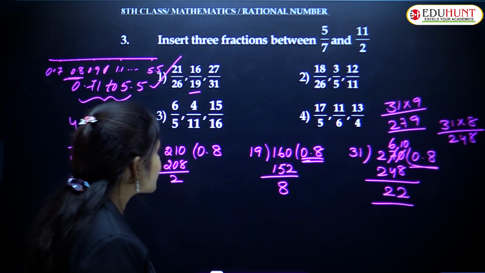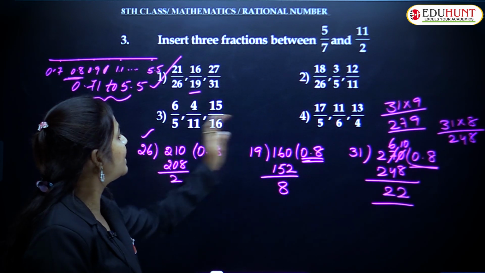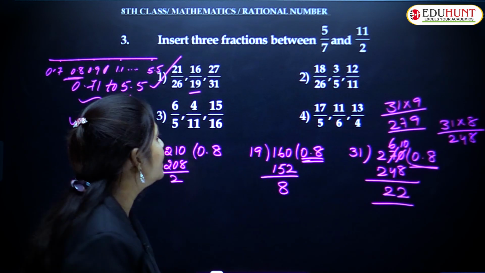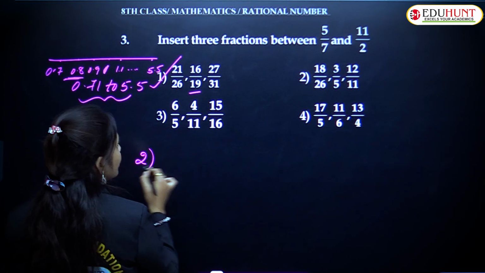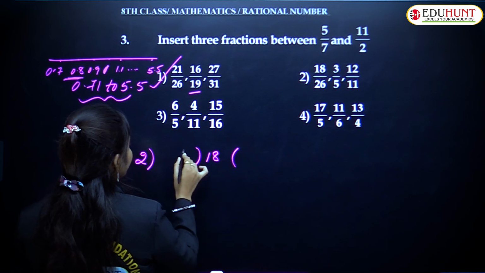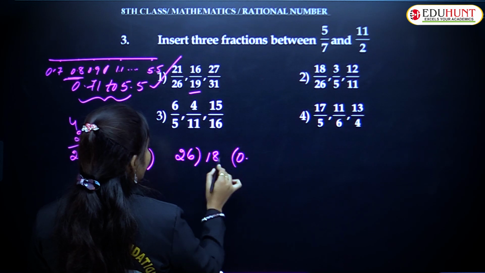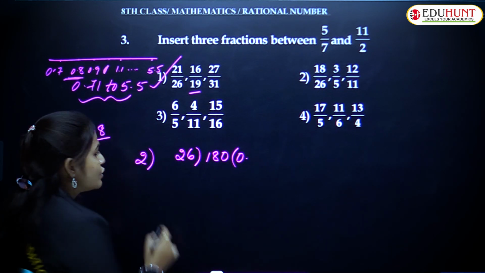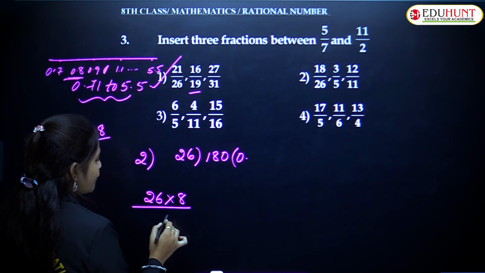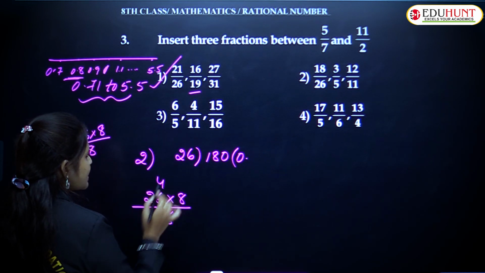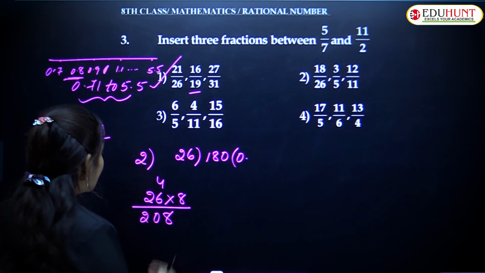Children, this kind of question may have multiple correct answers also. So that's why we have to check the leftover 3 options also. So let us check the second one. What is the second option here? 18 divided by 26. So 0 point, here also keep 0. So 26 into, take 8. 8 6s are 48. Next 8 2s are 16 plus 4, which is 208. So that is more than 180.